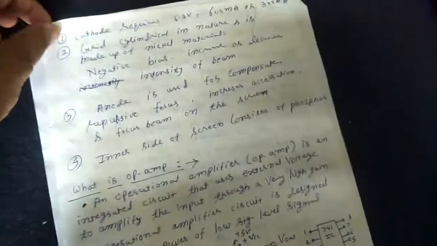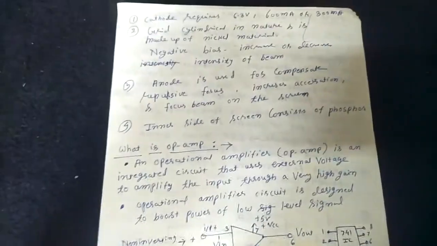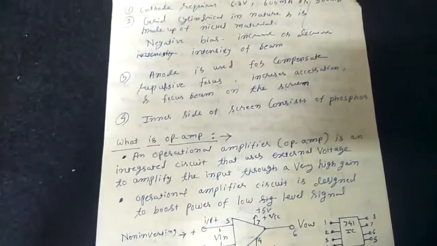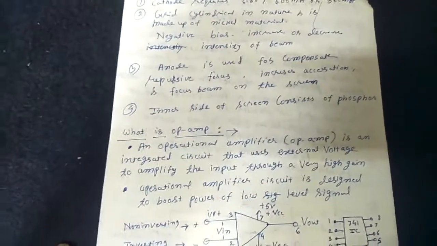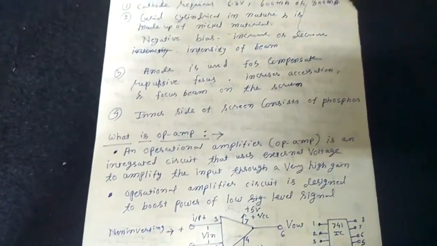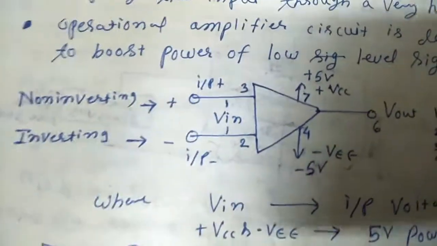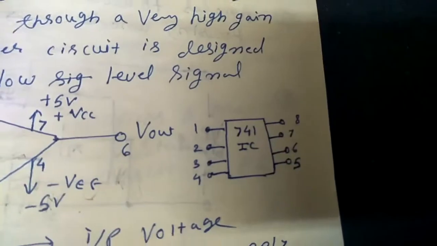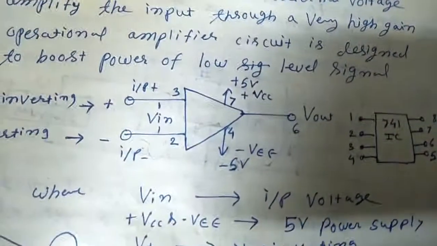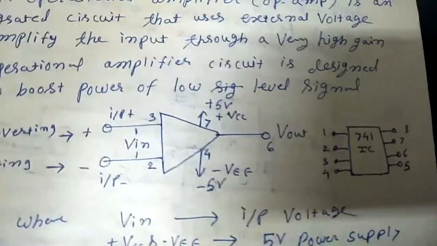So I am giving one example. When I talk without a mic or loudspeaker, my sound is very weak in nature. But when I talk through a mic or loudspeaker, my sound level gets increased. Means my sound becomes a strong signal. So a weak signal will be converted into a strong signal by using an amplifier. By using this IC we can convert a low signal into a strong signal.